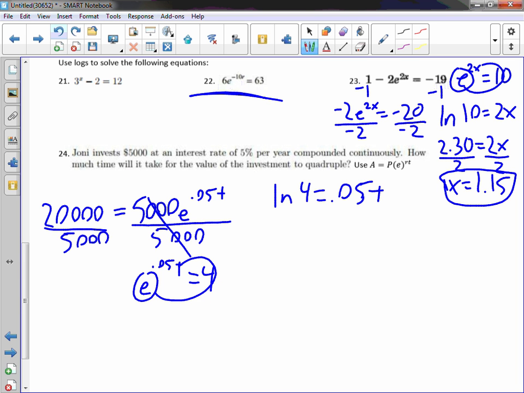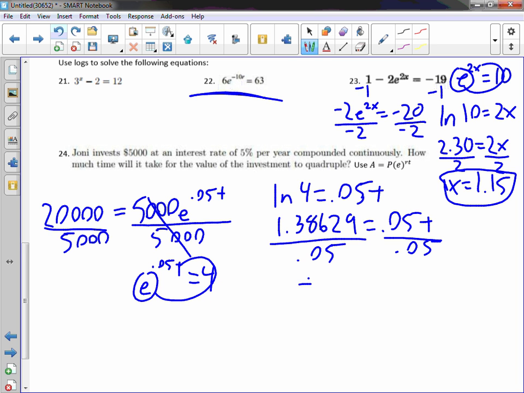And then ln of 4, punch that in the calculator. We get, stand by, ln of 4 is 1.38629 equals 0.05 t. And we divide by 0.05. T equals 27.73. So that means 27.73 years.